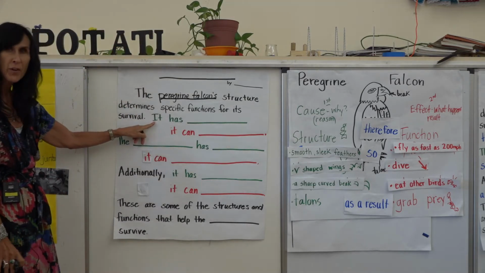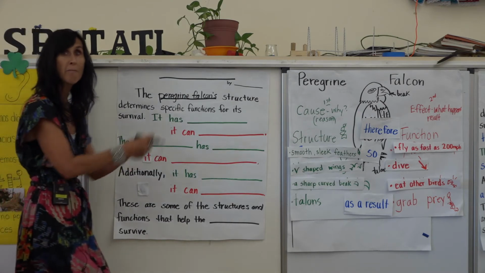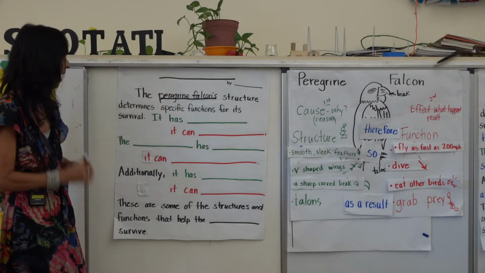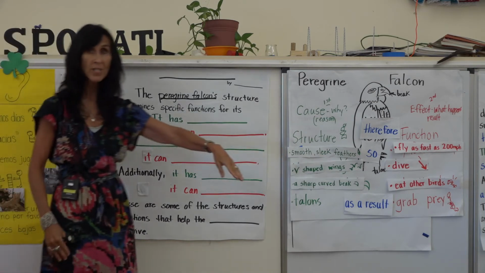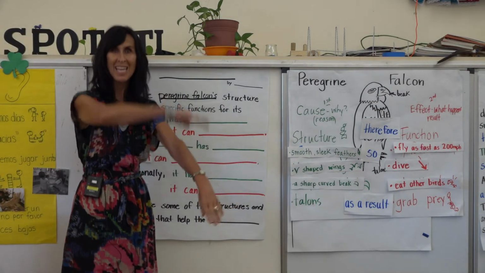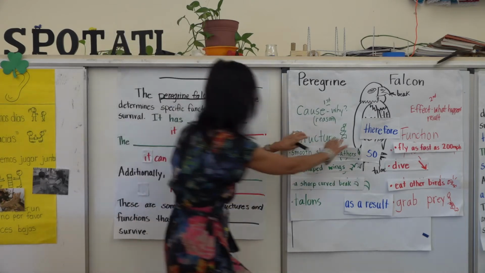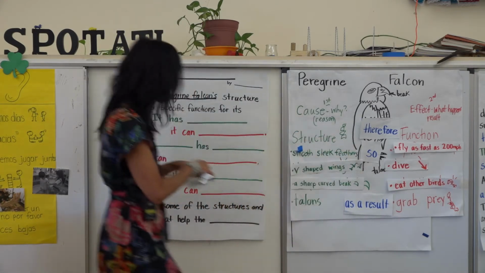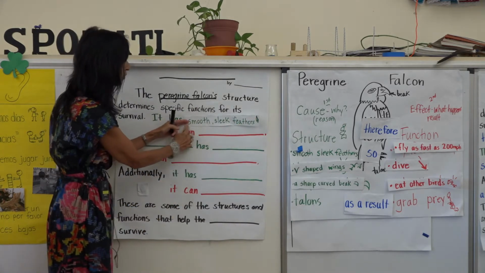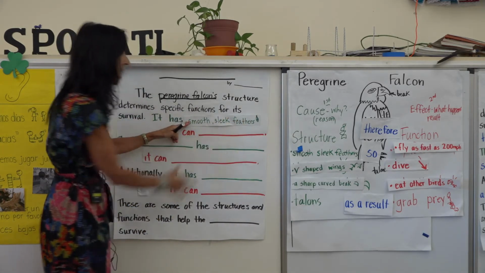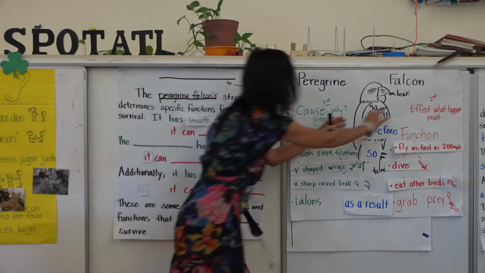Now here's my first sentence. It's part of my cause, or the why. Read it with me. It has, what does it have? We said it together. Smooth, sleek feathers. Check this out, magic. I'm going to move our fact right over here. It has smooth, sleek feathers. And now I'm going to get my cause and effect language.